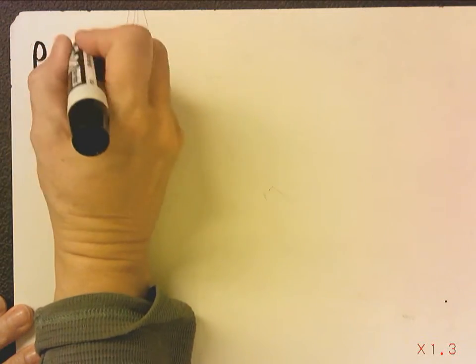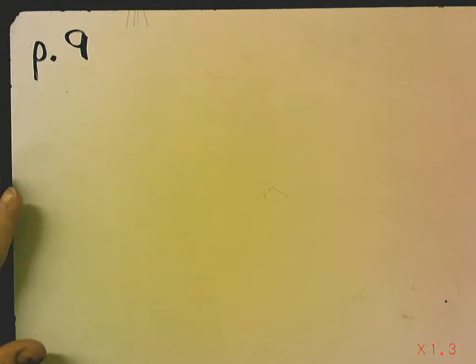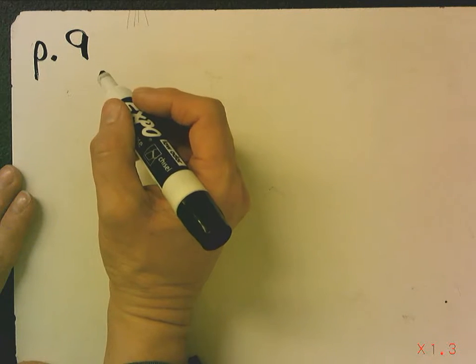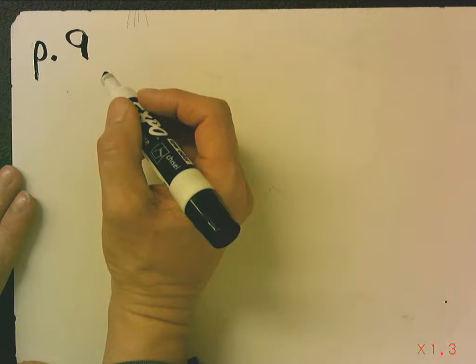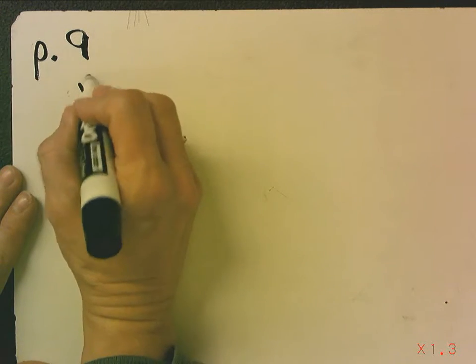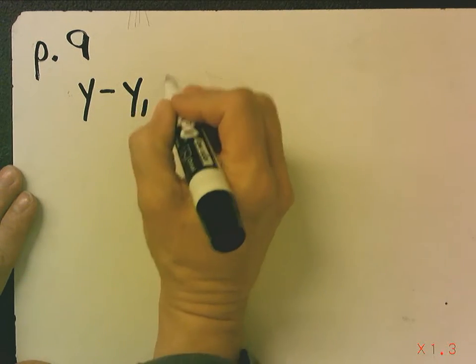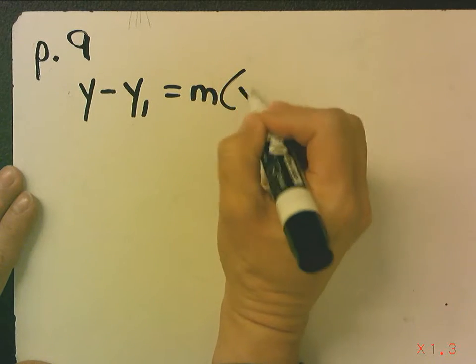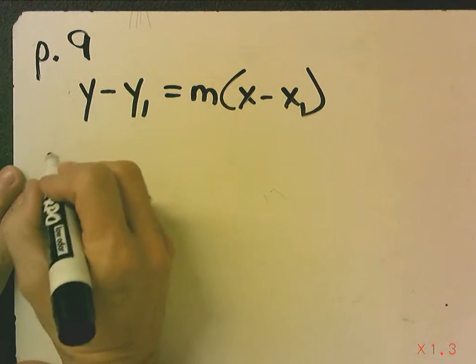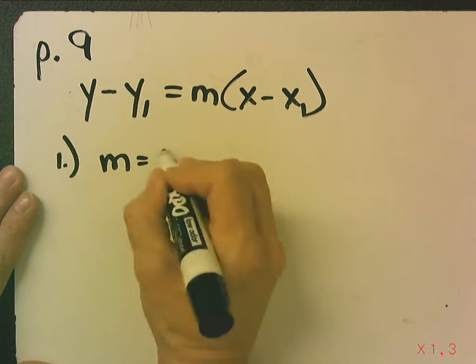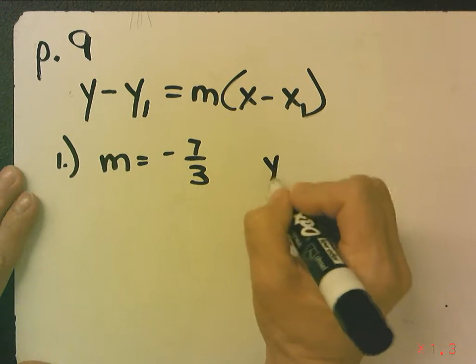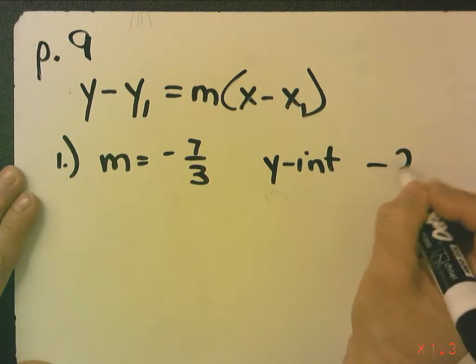Okay, now we're going to work on pages 9 and 10. On page 9, the first one we're going to do is write the point-slope form of an equation of each line given the slope and the y-intercept. So they want the point-slope form. The point-slope form is y minus y sub 1 equals m times x minus x sub 1. For number 1, they give us a slope of negative 7/3 and a y-intercept of negative 2.